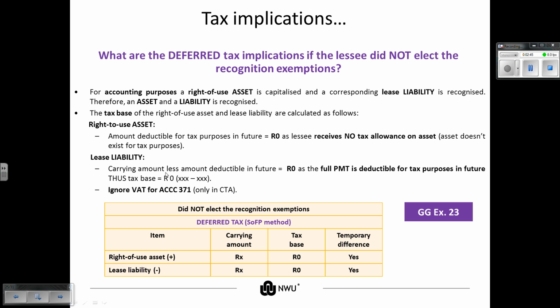Therefore, my tax base will be carrying amount less the amount, the total carrying amount will be deductible in future through the payments, and therefore it will be nil. Please ignore VAT for these purposes. So can you see, if there's no tax base, but I have a carrying amount, then I will have a temporary difference. Nil minus a positive amount will be an amount in brackets, therefore a taxable temporary difference, a deferred tax liability, whereas the lease liability will have a carrying amount in brackets. Nil minus a negative amount will be a positive temporary difference, a deductible temporary difference, and that will result in a deferred tax asset.